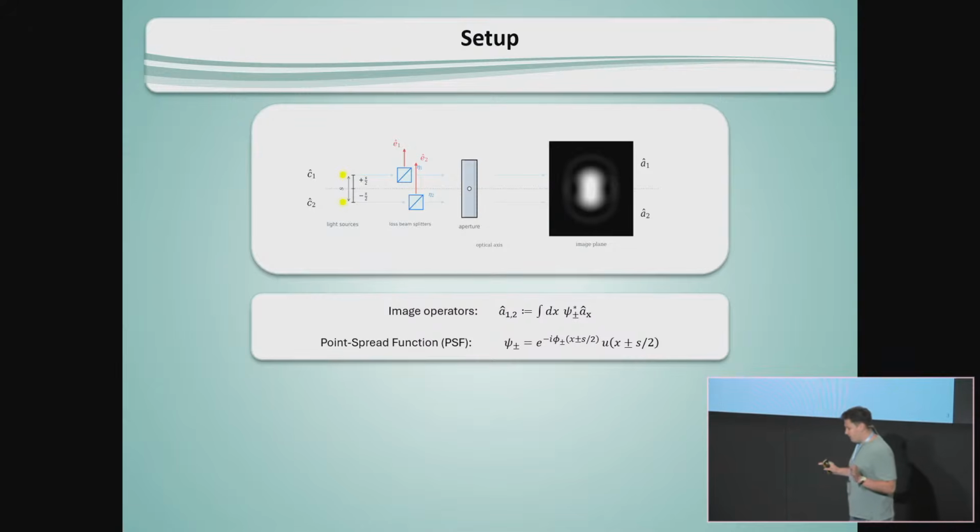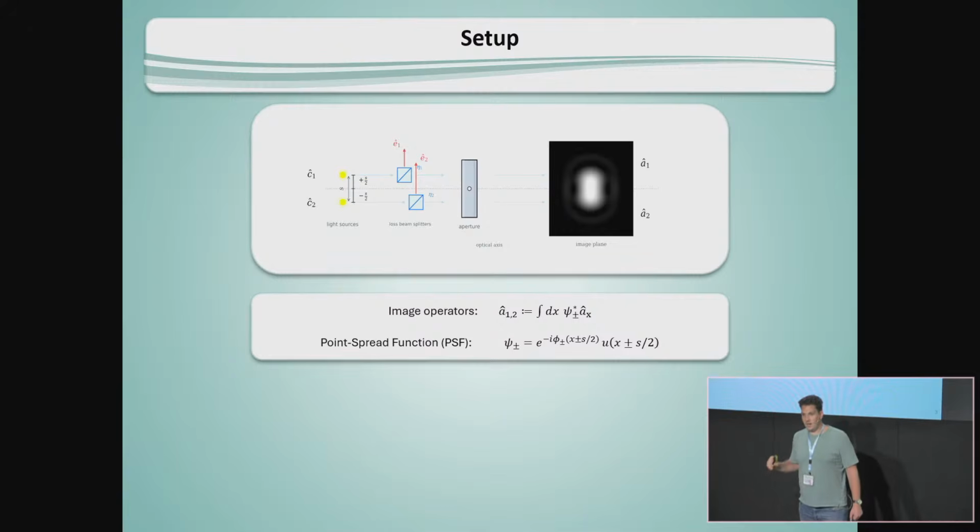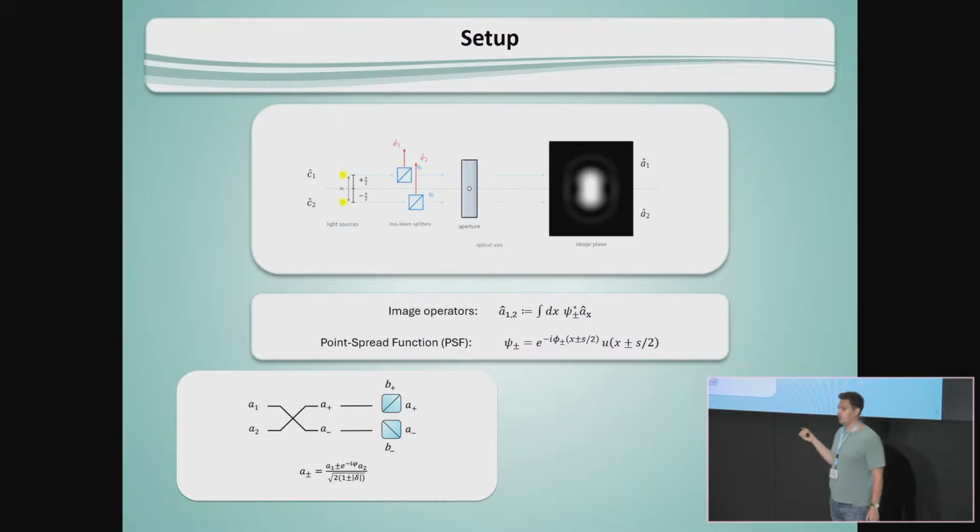Now, a quick technical detail that I must mention is that because these two point spread functions overlap as s goes to 0, these two operators, the A1s and A2s, that are the creation and annihilation operators of the quantum state on the image screen, will not be orthogonal. So the first thing we do is we have to orthogonalize these states, and then we get these symmetric and antisymmetric operators that we have to work with.